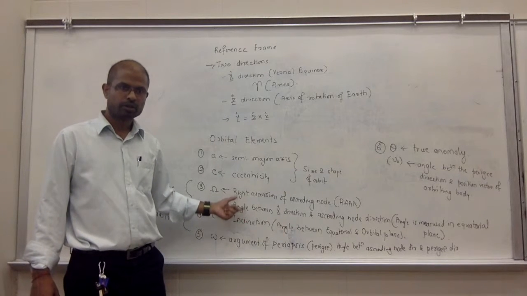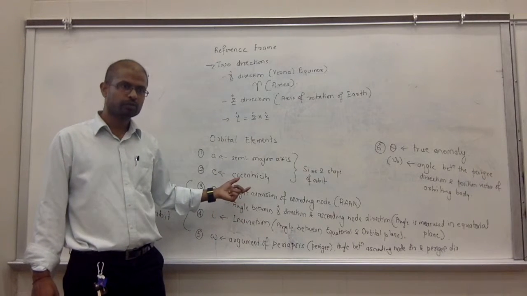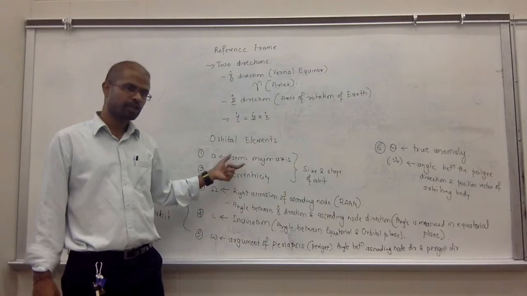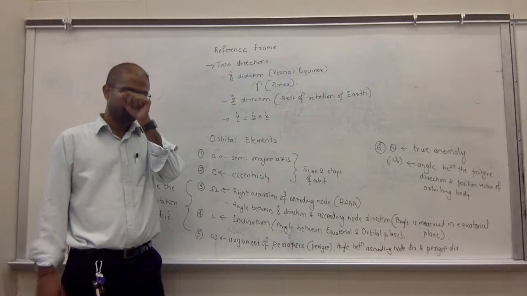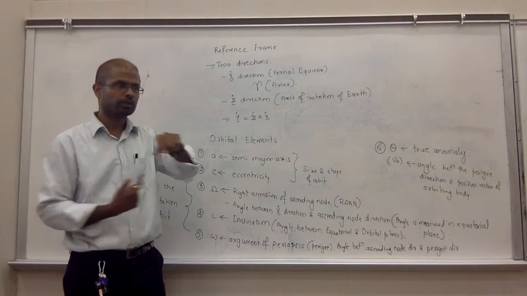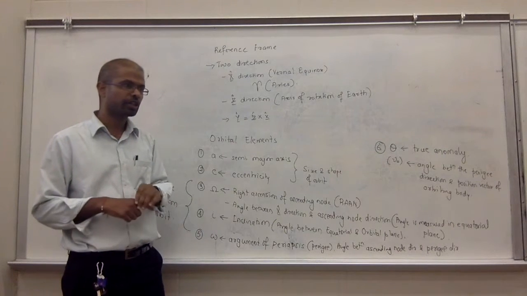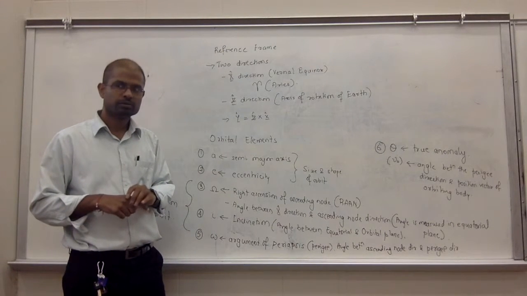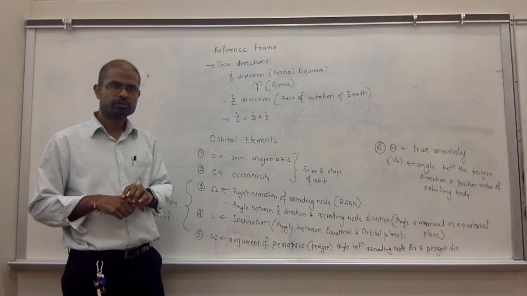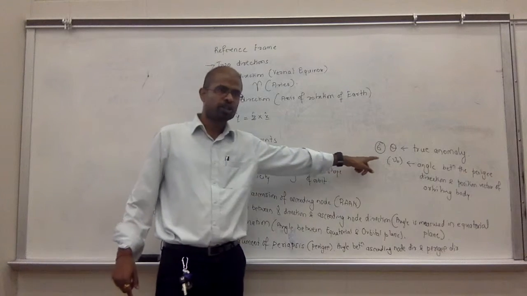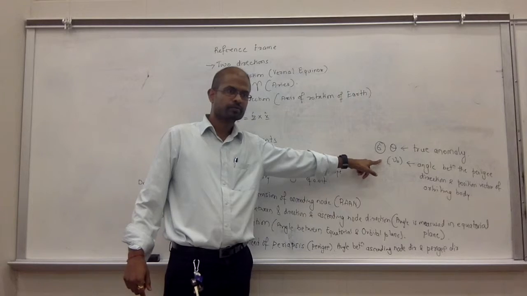You can have two orbiting bodies on exactly the same orbit, correct? Where one is following another. So what will change in that case? This will change. Got it?